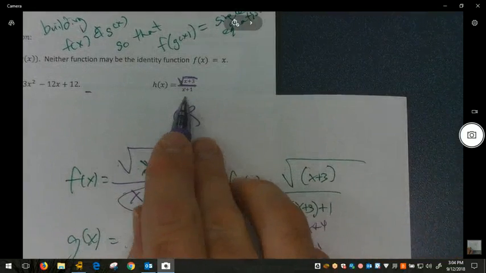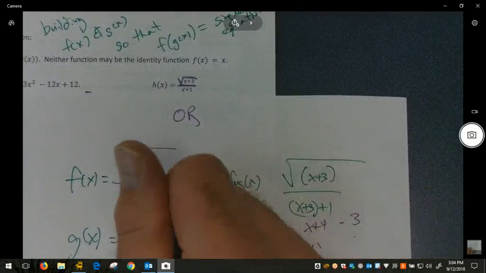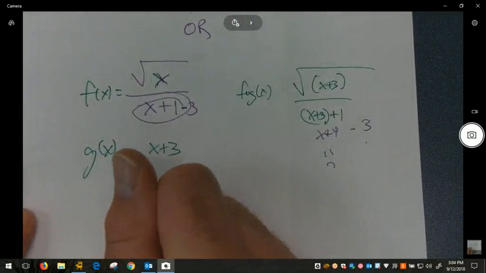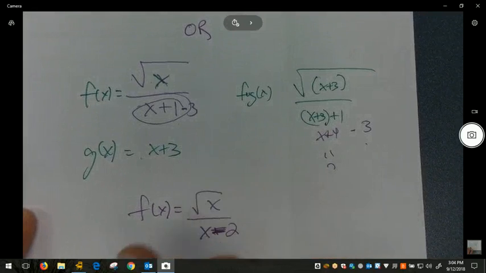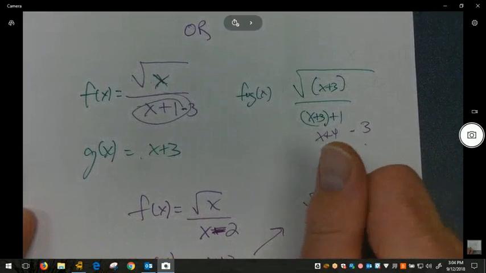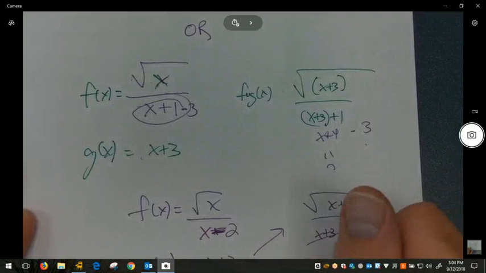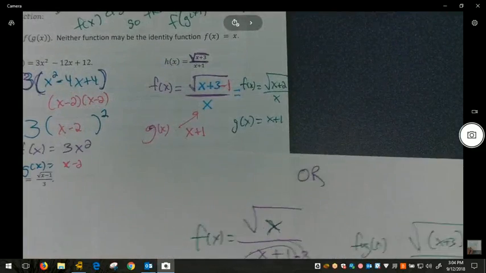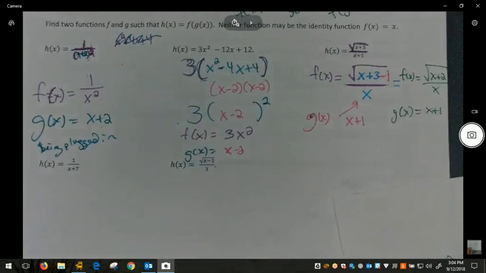I want it to be x plus 1. So I have to take 3 away from that denominator in my original f of x, which would give me square root of x over x minus 2, and g of x being x plus 3. When I plug it in, I've got the square root of x plus 3 over x plus 3 minus 2, which becomes x plus 1, the original function back. So there are multiple combinations you can come up with. Those are two of the most basic ones.